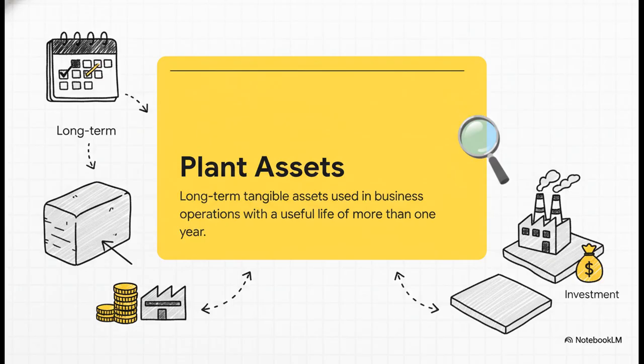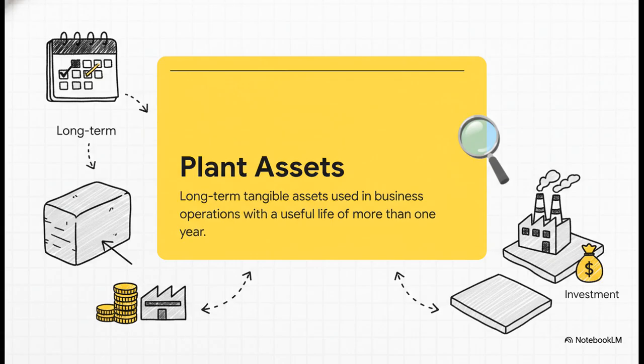Now, let's really zoom in on this definition because every single word here is important. Let's break it down. First, long-term. This just means we expect to use it for more than a year. It's not something we're going to use up and replace in a few months. It's an investment. Second, tangible. This is key. You can physically walk up and touch it. It's not a patent or a copyright. It's a real physical thing.